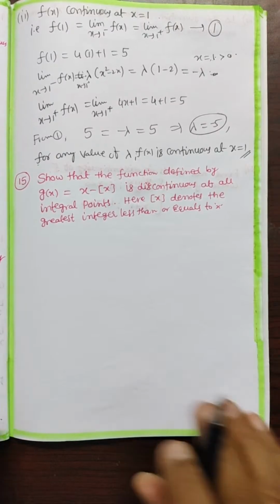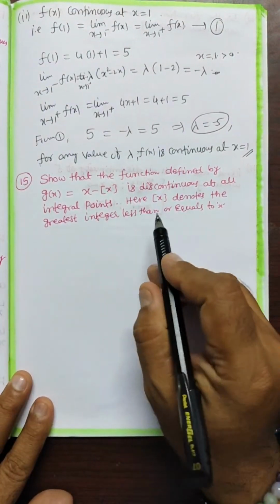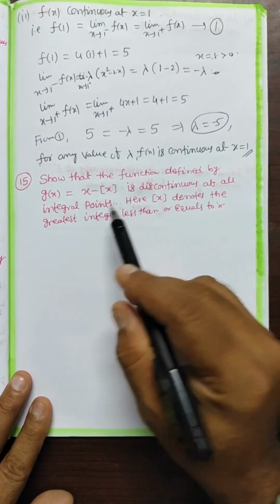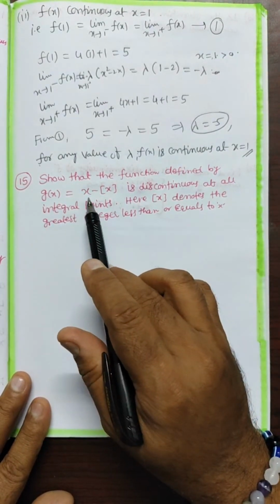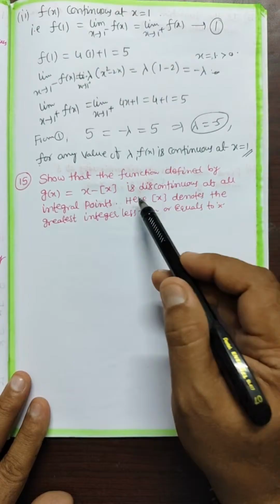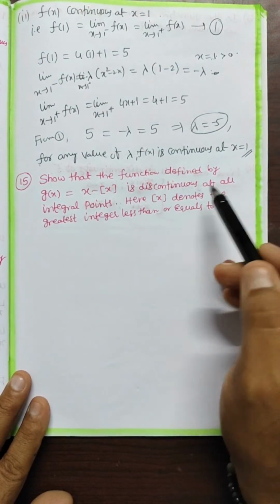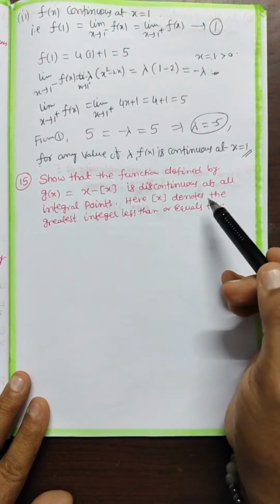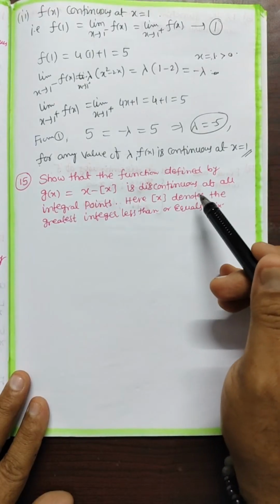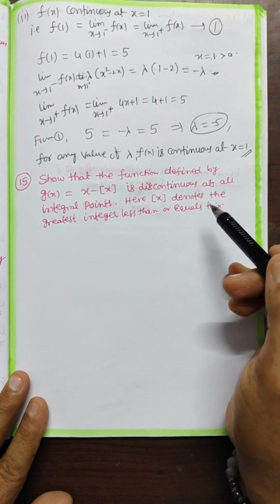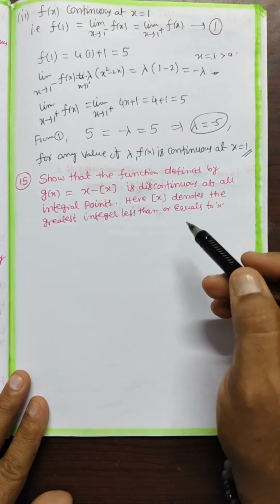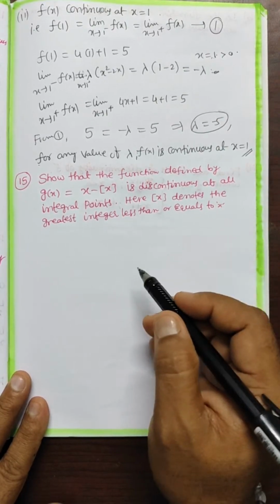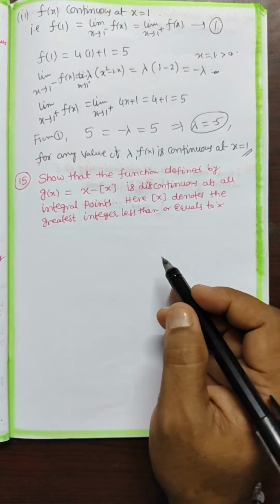Okay, dear students. Show that the function defined by g of x equal to x minus step x is discontinuous at all integral points. So we will check at one point whether it is continuous or not. We will find out.